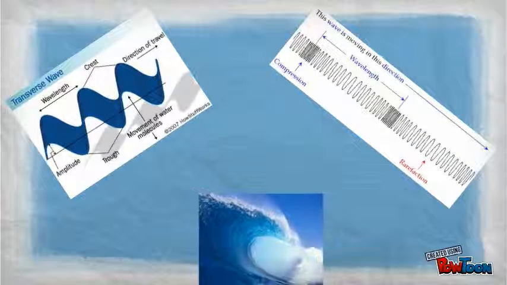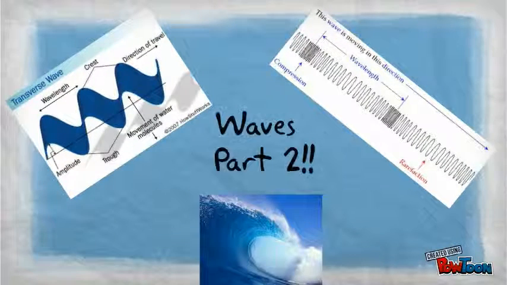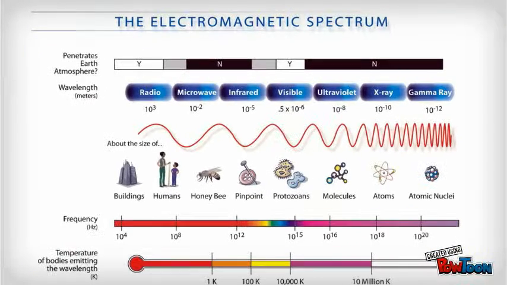We're now moving on to part 2 of waves, and we're looking at the electromagnetic spectrum. You can see from the diagram that we have radio waves at one end of the spectrum, which have a very large wavelength, about the size of a building or a football pitch, or it could even be longer. It can be up to 1 kilometre in length, can the wavelength of a radio wave.